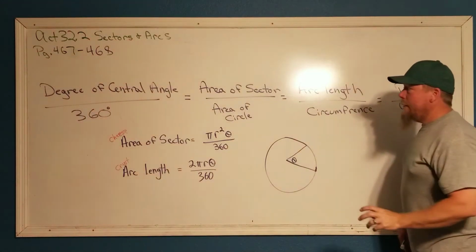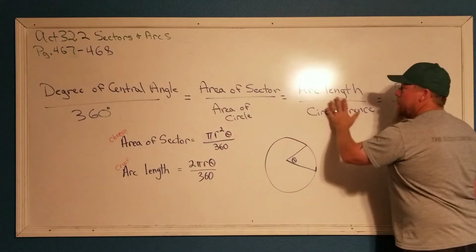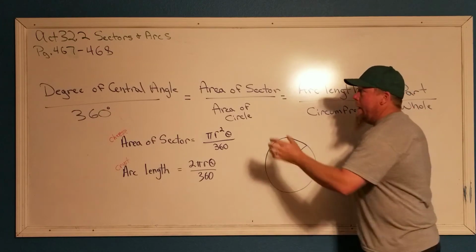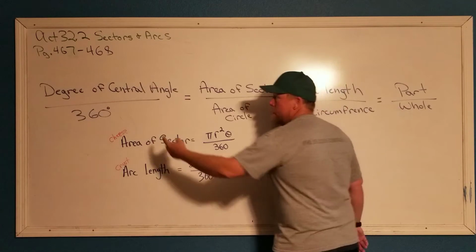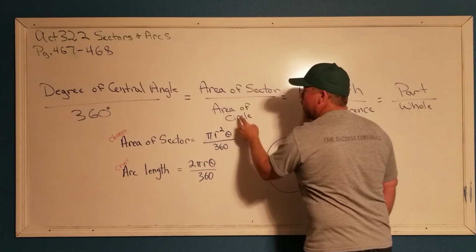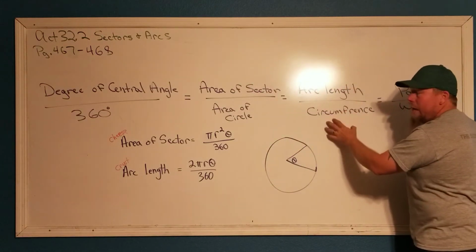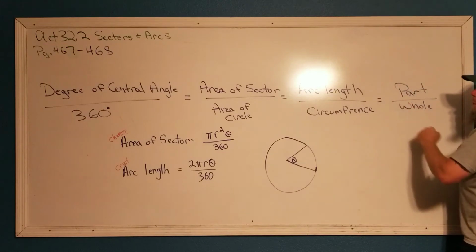So notice what's really fascinating here. These are two-dimensional measurements. These are one-dimensional measurements, but the ratio remains the same, okay? The area of the sector, let's say the sector is a quarter of the circle, right? So this would be 90 degrees over 360. The area of that sector would be 1/4 of the whole area. Well, the arc length would be 1/4 of the entire circumference or perimeter, okay? And so remember, it's just kind of part over whole.